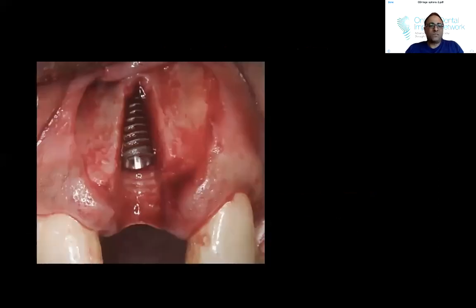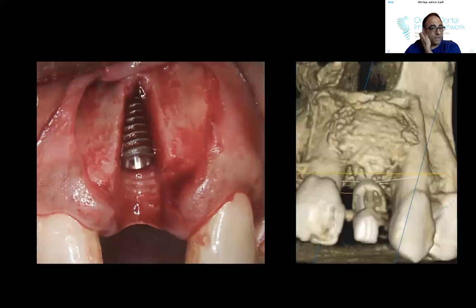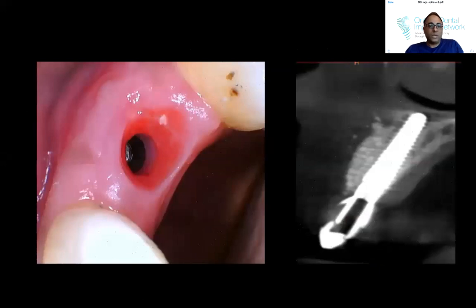So this is a case exactly where you have no buccal plate, right? So again, I would advise, depending on your experience and your predictability in your hands, you just come back and graft this. In my case, I will go ahead and place the implant. I actually grafted the case and I made a temporary tooth for the patient. This is a 5-month post-op CBCT, and everything healed up very well for the patient. So again, these are things you guys have seen before.